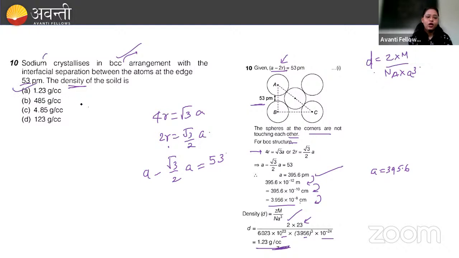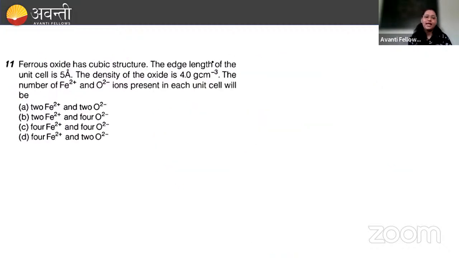That is option A. Okay, so this is our answer. Any doubt in this? Simple problem was this, but here what we had given, edge length was given. ठीक है, edge length हम लोगों को दिया हुआ था 53 picometer. Okay, next. Ferrous oxide has cubic structure.